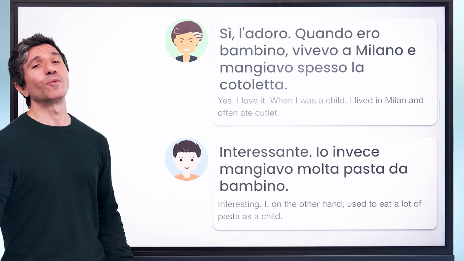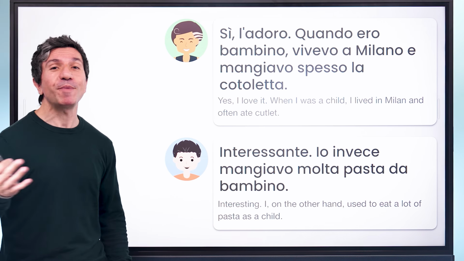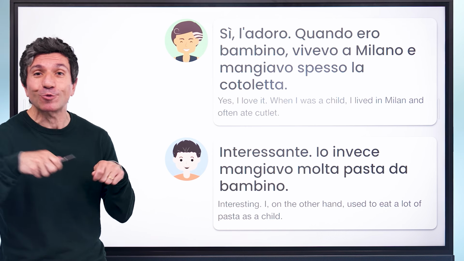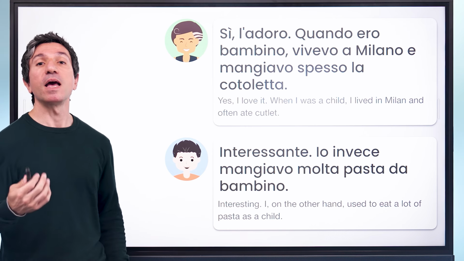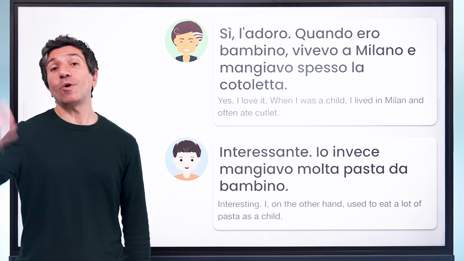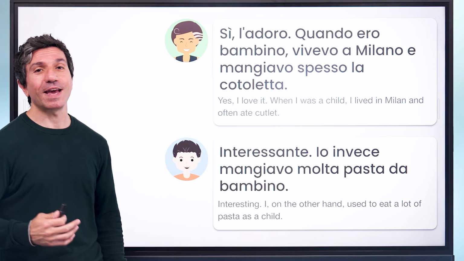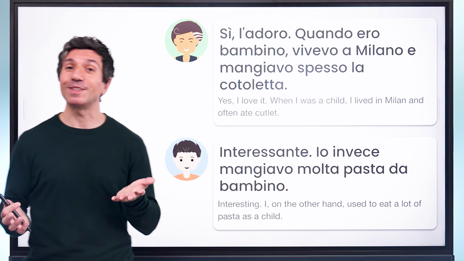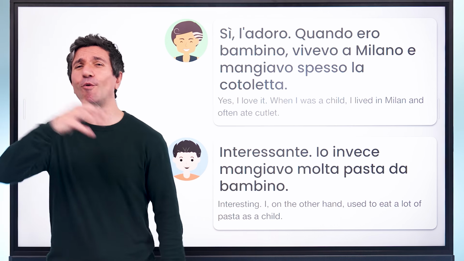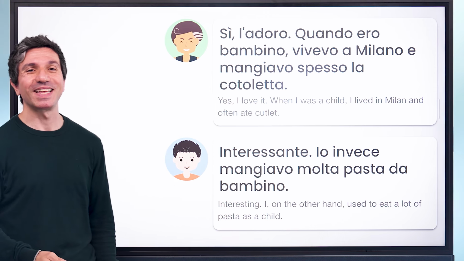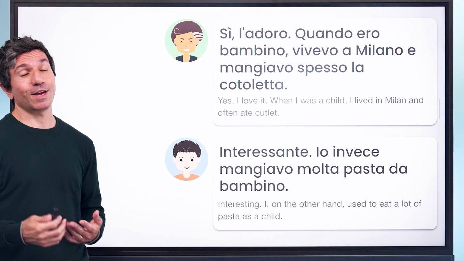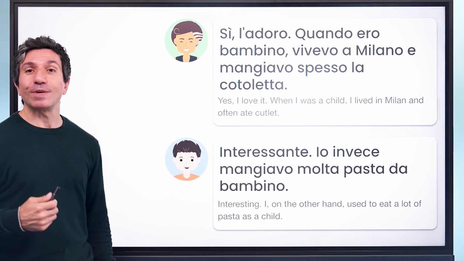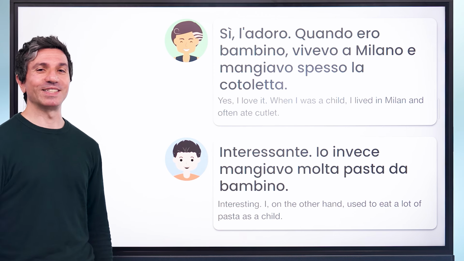Sì, l'adoro. Quando ero bambino vivevo a Milano e mangiavo spesso la cotoletta. Yes, I love it. When I was a child, I lived in Milan and often ate cutlet. Interessante. Io invece mangiavo molta pasta da bambino. Interesting. I, on the other hand, used to eat a lot of pasta as a child.